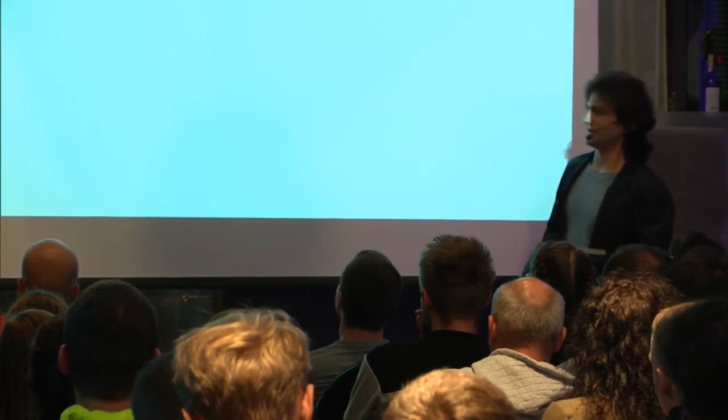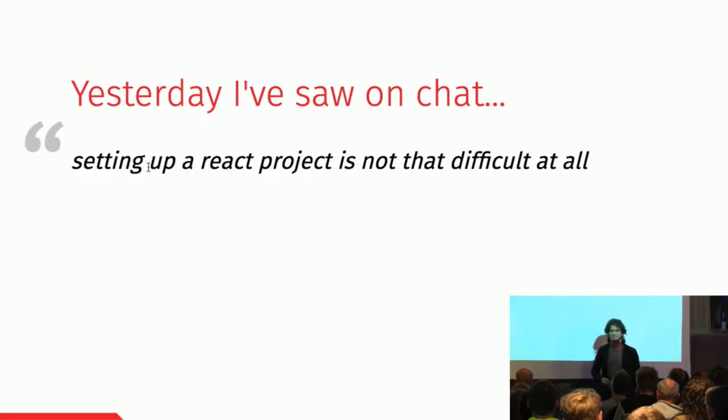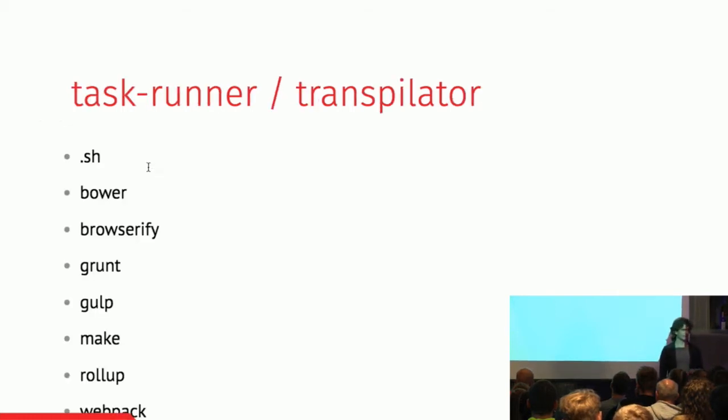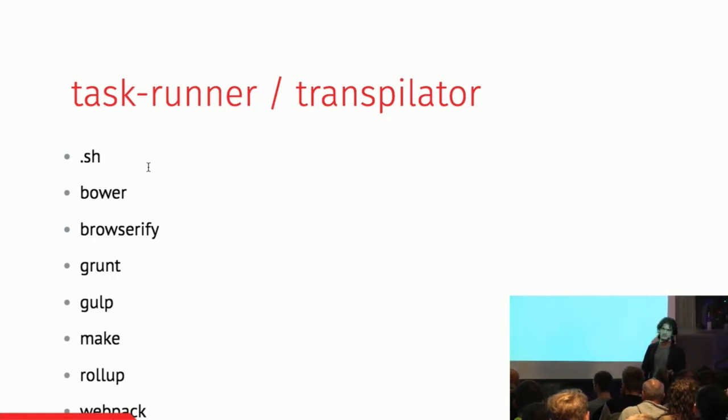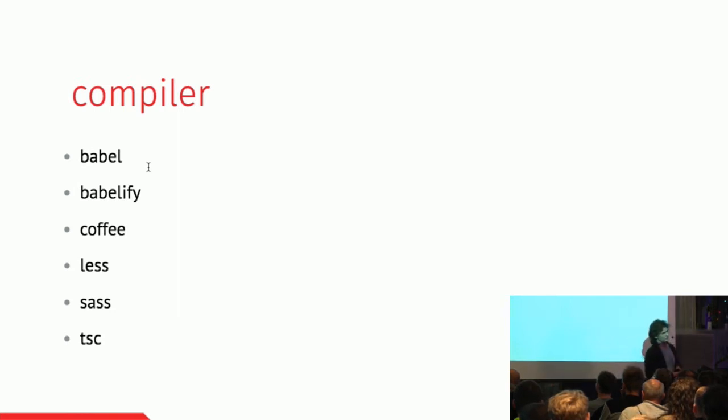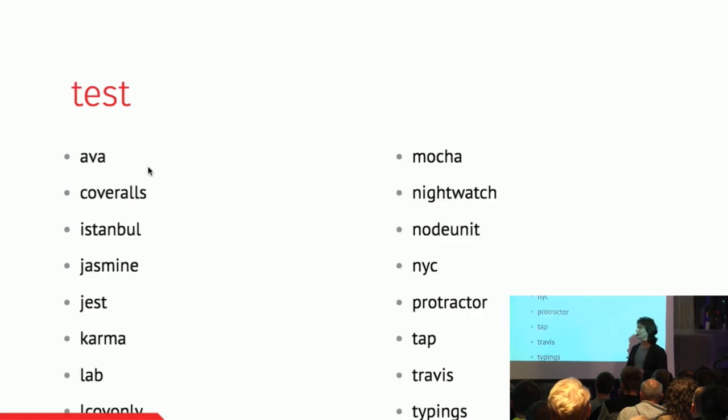determined. Yesterday I saw on Slack that actually setting up a React project is not difficult at all. We can choose a task runner, a transpiler. Usually we would choose Webpack, because most boilerplates do. We also would like to choose a compiler, and usually that's Babel, but well, who knows the consequences of all of them.